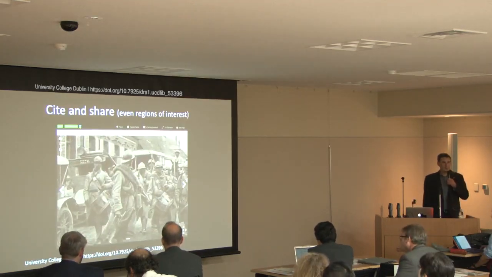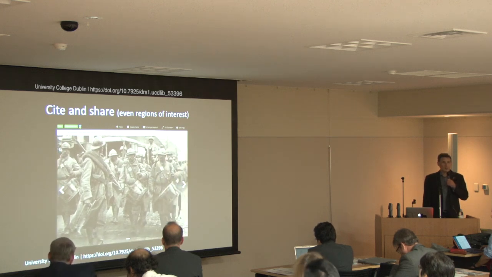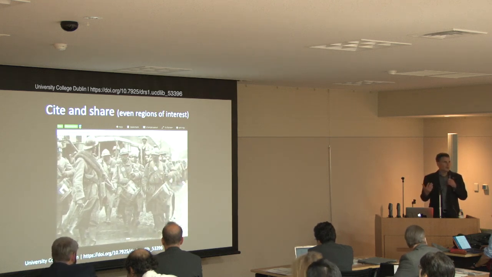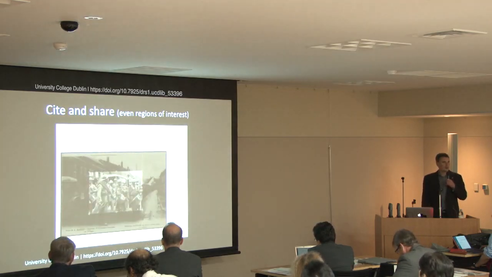When researchers use information on the web, they often need to be able to cite and to share it. With images, that's typically to a file that's on the internet. With IIIF, you can cite and share images, including regions of interest.